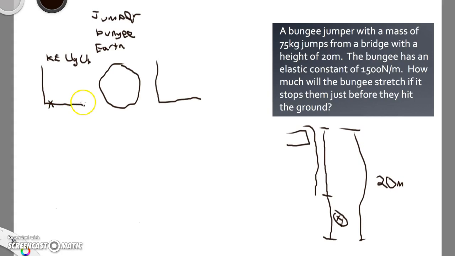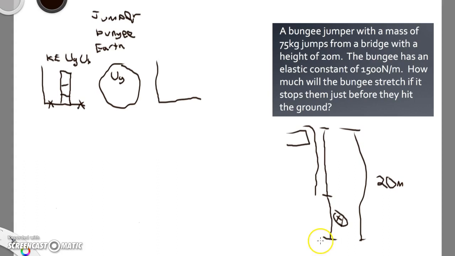Okay, so to start, if he's just standing on the bridge, he doesn't have any kinetic energy. He would definitely have gravitational potential energy because of his height above the ground. And there would be no elastic potential energy because the bungee is not stretched yet. Okay, and after he jumps, that gravitational potential energy is going to transform as he's falling into kinetic energy. Okay, but something's going to happen right here. The spring is going to start to stretch.